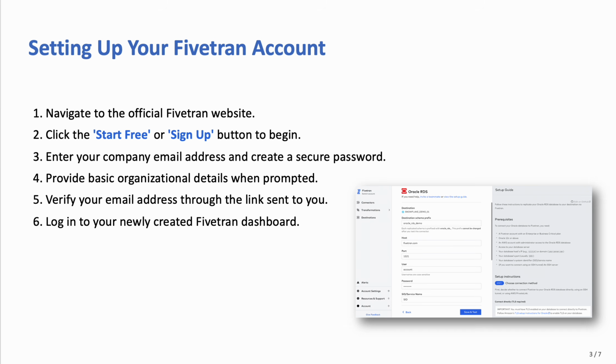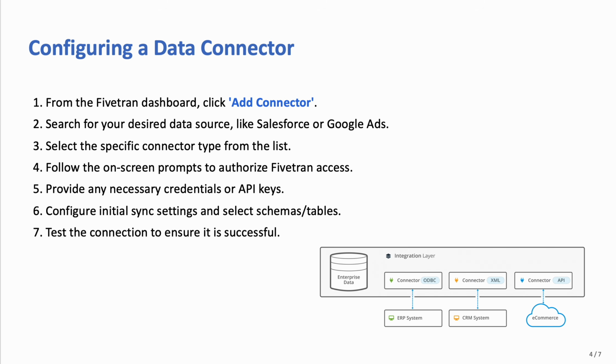After that, simply configure a data connector. So guys, from the Fivetran dashboard, click the option Add Data Connector. Search for your desired data source, like Salesforce or Google Ads. Then select the specific connector type from the list and follow the on-screen prompts to authorize Fivetran access and provide any necessary credentials or API keys. After that, configure the initial sync settings and select the schemas and tables, then test the connection to ensure it is successful.